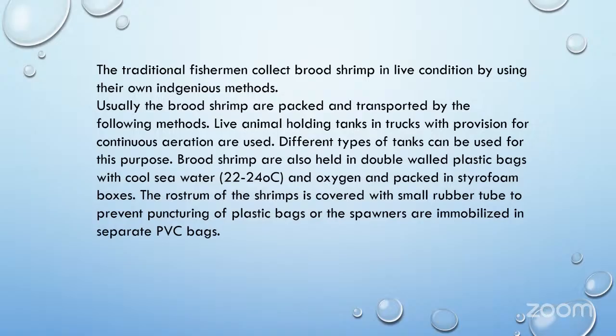Usually, the brood shrimp are packed and transported by the following methods. Live animal holding tanks in trucks with provision for continuous aeration are used. Different types of tanks also can be used for this purpose. Brood shrimp are also held in double-walled plastic bags with cool seawater, that is 22 to 24 degrees centigrade, and oxygen and packed in styrofoam boxes. The rostrum of shrimps is covered with small rubber tube to prevent puncturing of plastic bags, or the spawners are immobilized in separate PVC bags.